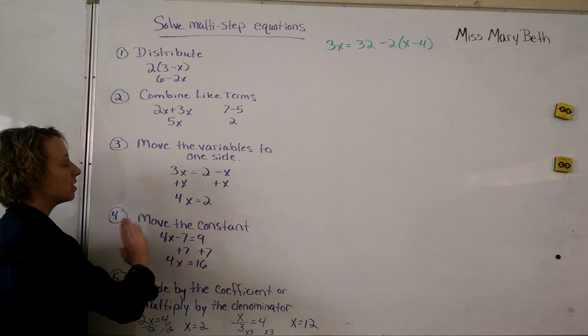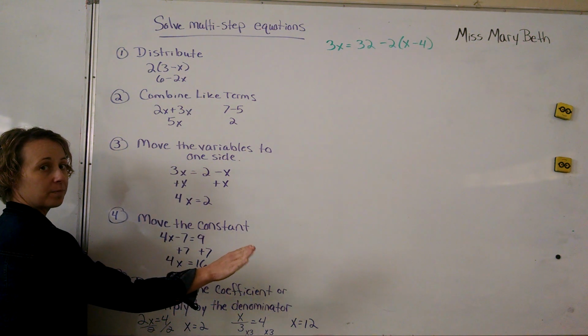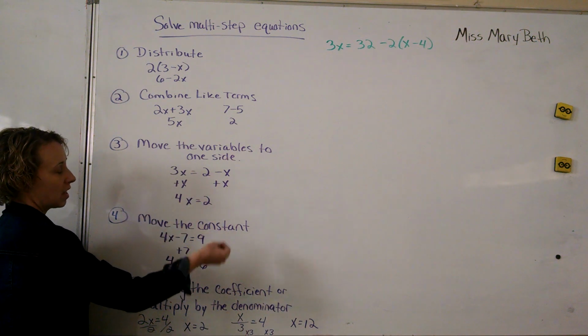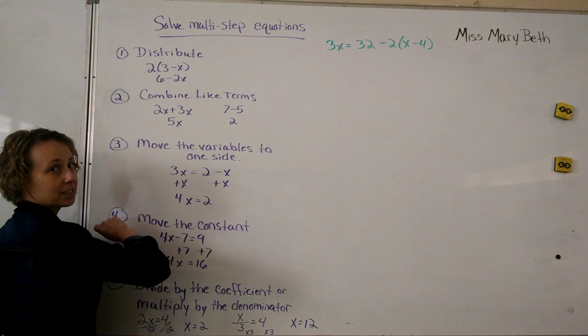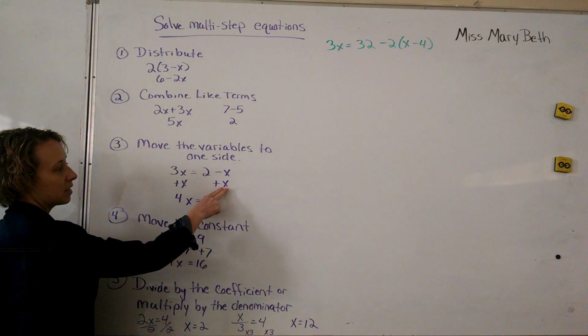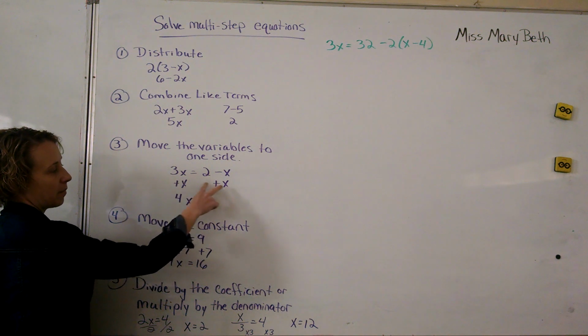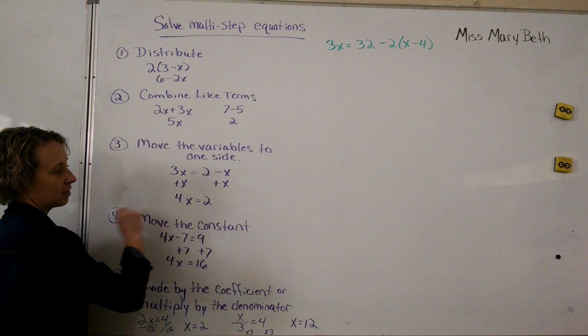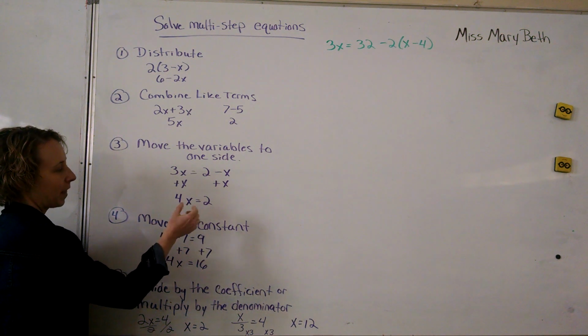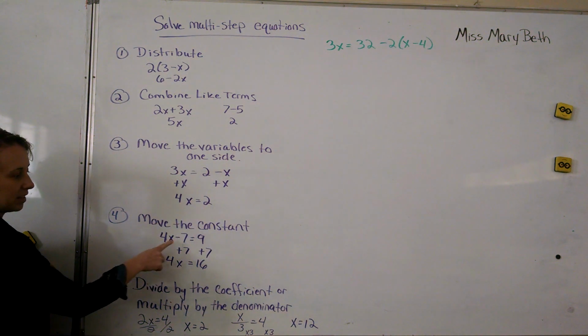To do that, I'll do the same process I've done so far. Do the inverse to both sides. The inverse of subtracting x would be to add x. So negative x plus x will cancel out, leaving us with 2. See, I'm adding x to both sides. 3x plus another x is 4x.